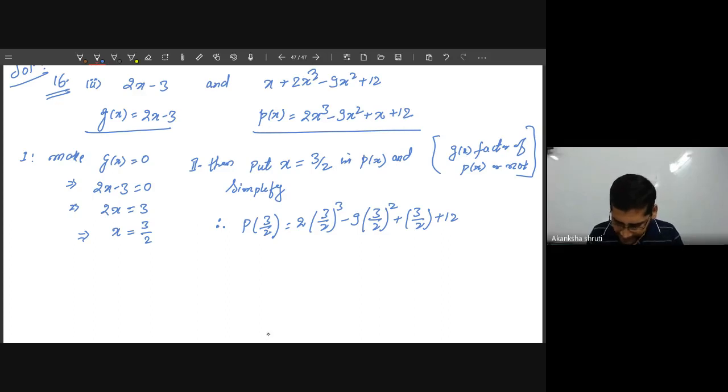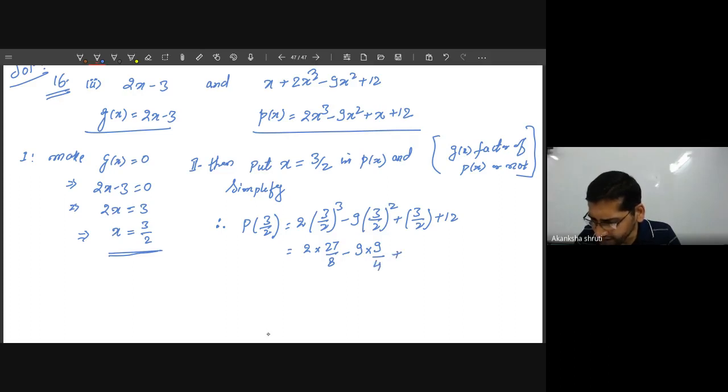How have I obtained this 3/2? By equating g(x) equals to 0, we have calculated the value of x. And that value of x is substituted in our p(x). So this is like our p(a). Now simplify this, what are we getting? So it is like 2 into 3 3s are 9, 3 9s are 27, by 8, minus 9 into 3 3s are 9 by 4, plus 3/2 plus 12.